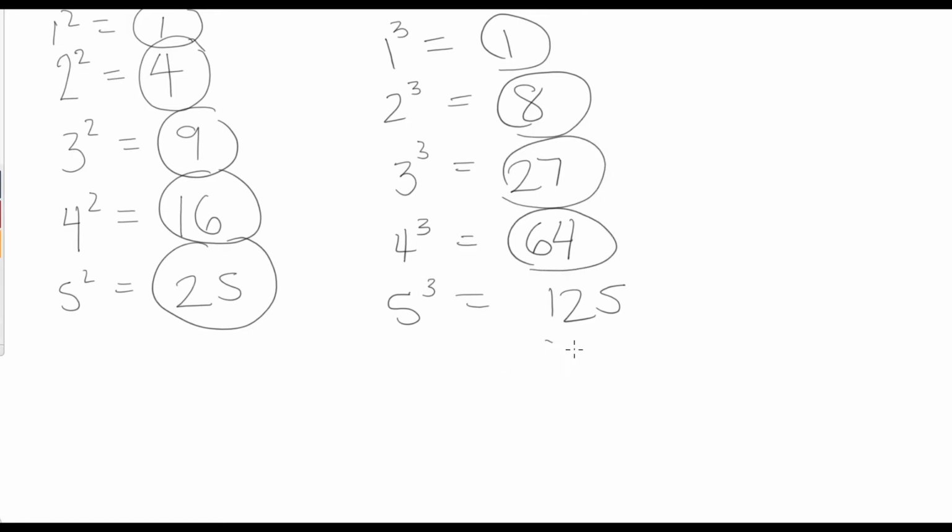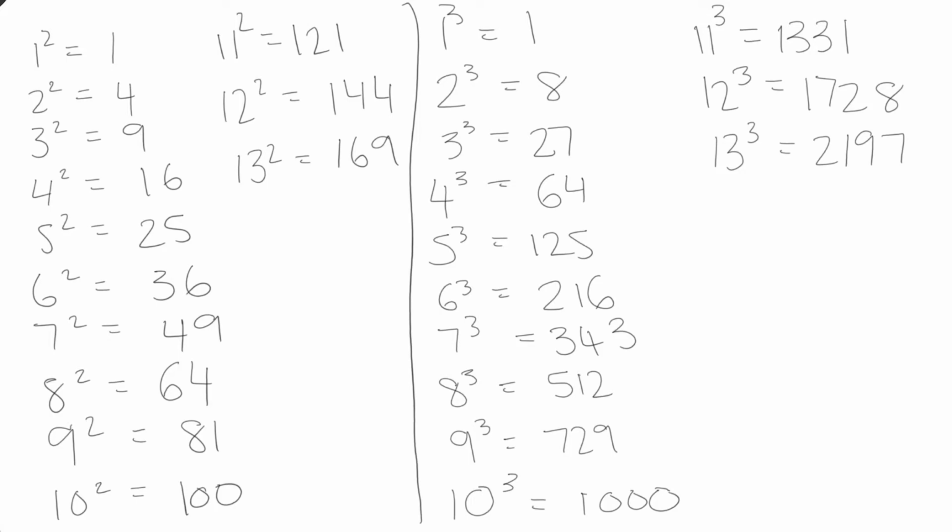So I'm going to take a second to write out all of the perfect squares and all of the perfect cubes. Here are all of our numbers from 1 to 13 squared on the left-hand side, and the numbers from 1 to 13 cubed on the right-hand side. So if we were to take the square root of any of these numbers on the right-hand side, we would end up with this number, just without the square.